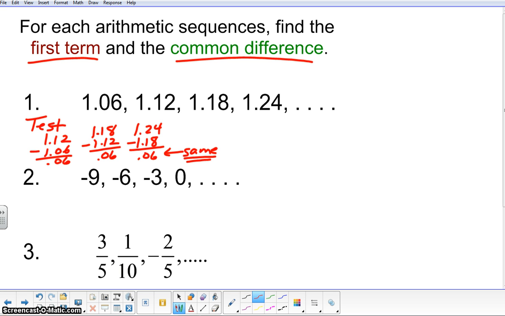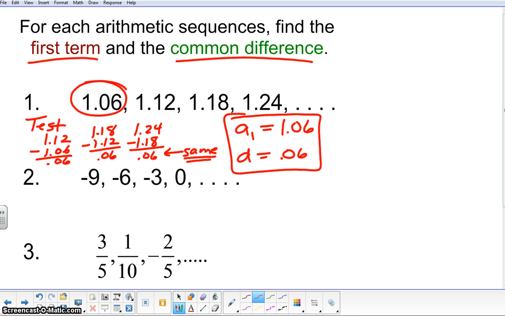Okay, now as far as the first term, this one is obvious because it is right there. So let's label it appropriately. First term is going to be 1.06. Now the common difference, because we did this test, we can tell exactly what that common difference is. It's adding 0.06 every single time. So that's all you need for that one. Okay, let's go on to the next example.